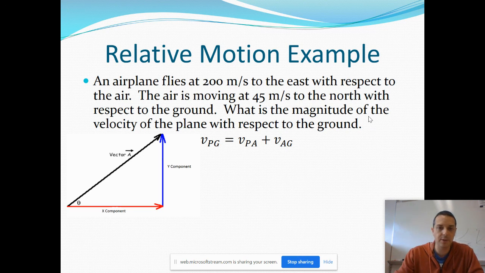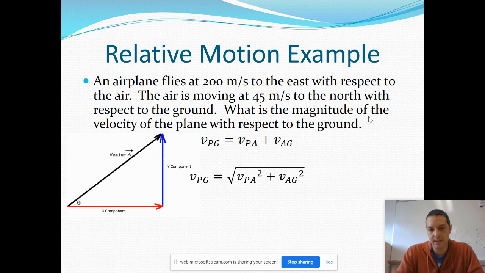To do the hypotenuse of the right triangle, we're going to use Pythagorean's theorem, which would say that a squared plus b squared equals c squared. So our vector addition here is going to say the velocity of the plane with respect to the ground, as we add them like vectors, is going to be the square root of the velocity of the plane with respect to the air squared plus the velocity of the air with respect to the ground squared. So again, we're just adding these like vectors, same sort of process, just that when we add vectors at right angles, we take this process.